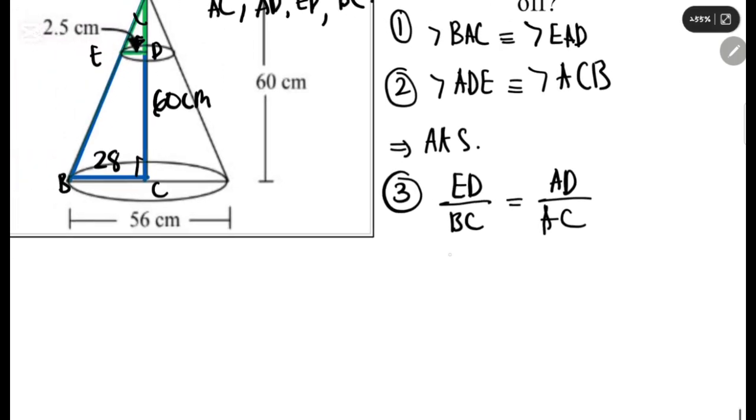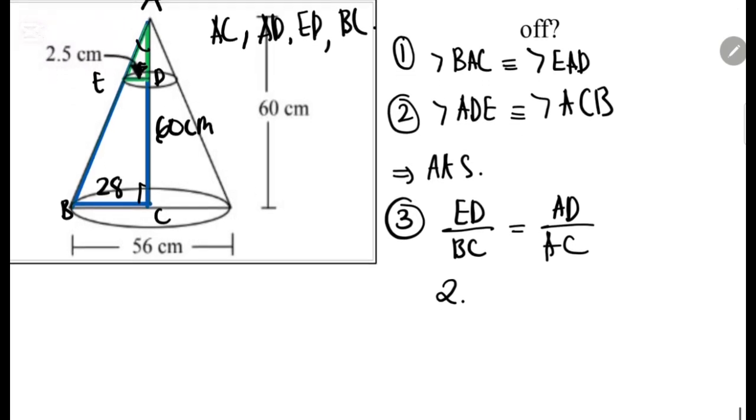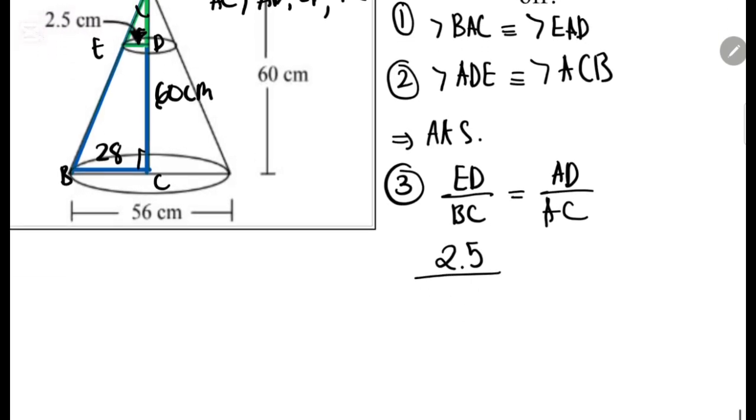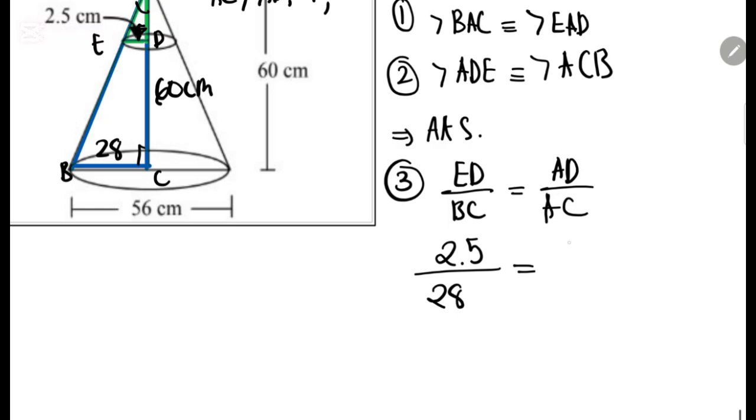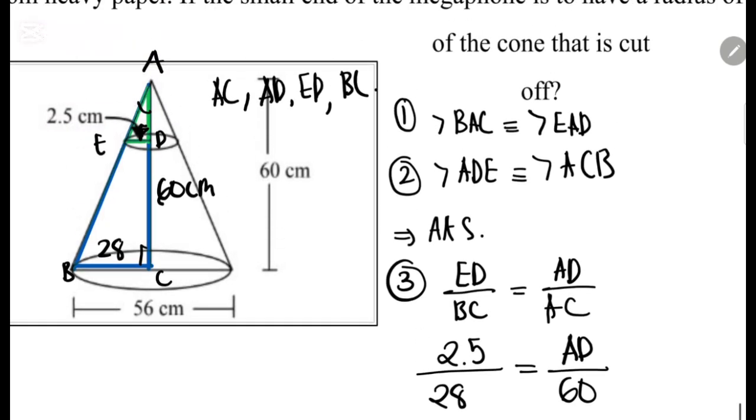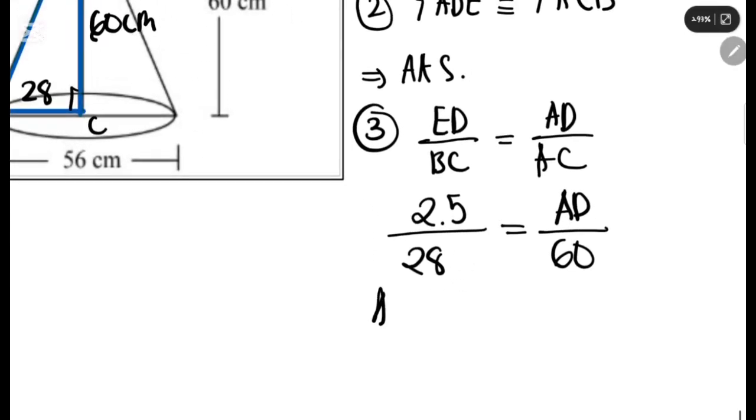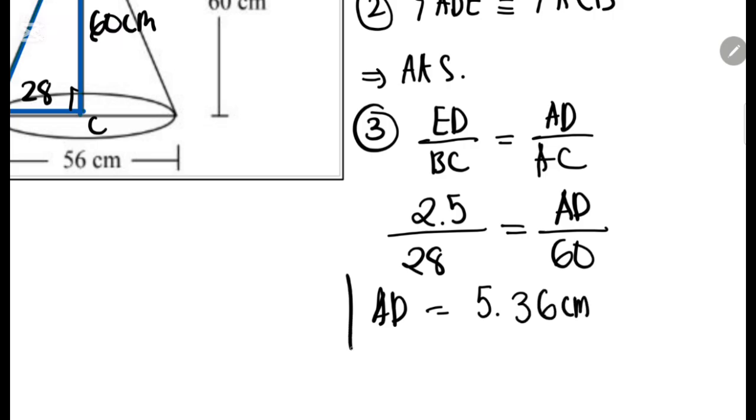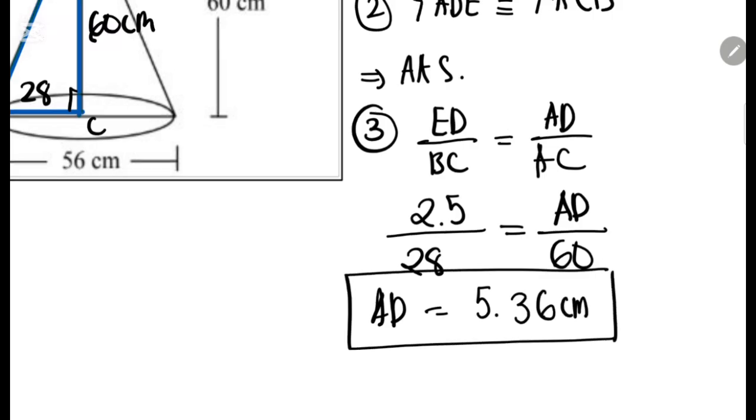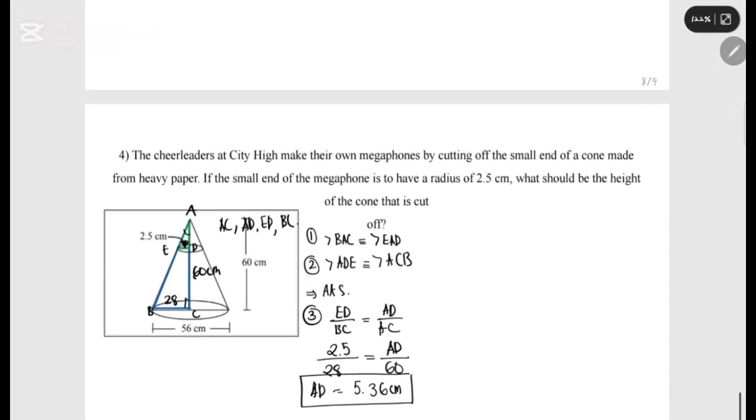Now let's plug the numbers in. So that's going to be 2.5 over 28 equals AD over 60. Okay. So now we just find AD, right? 2.5 times 60 divided by 28, which is around 5.36 centimeters. Alright, that's your height. Boom, that's the whole lesson.